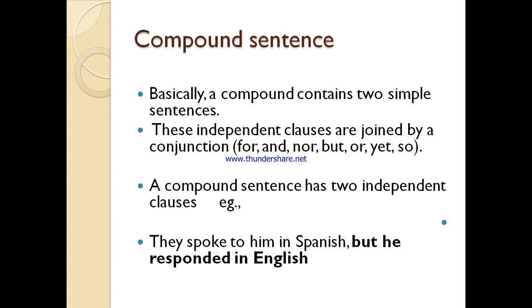A compound sentence, on the other hand, is composed of two simple sentences, and both of these are independent clauses joined by a conjunction. They can stand by themselves, and usually compound sentences are joined by the conjunctions for, and, nor, but, yet, and so. Each of them expresses a complete thought.